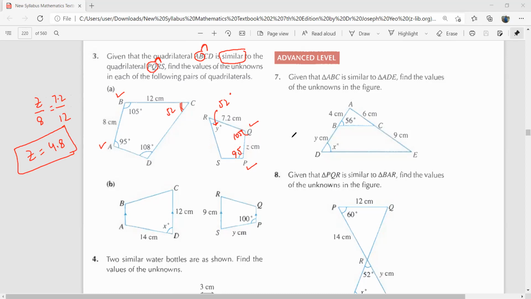Okay children. Now, if we have to go to the advanced level questions, for that you will have to wait till tomorrow. I'll first of all tell you about the typical cases of similarity, and then inshallah we'll do these questions. Okay?